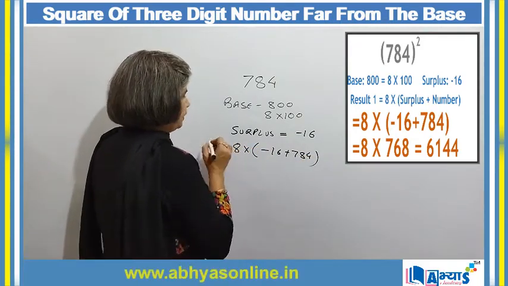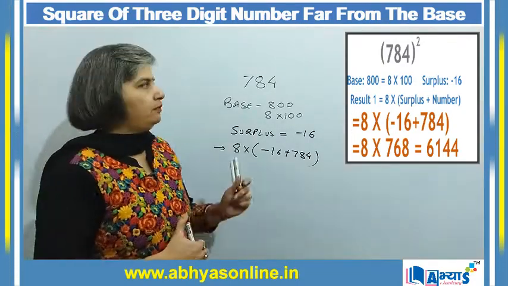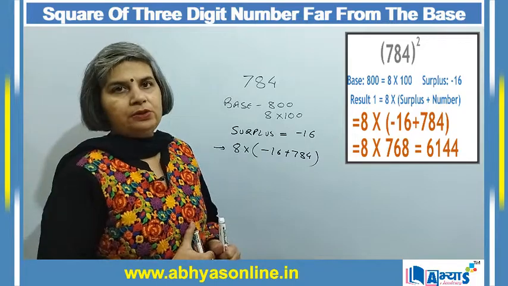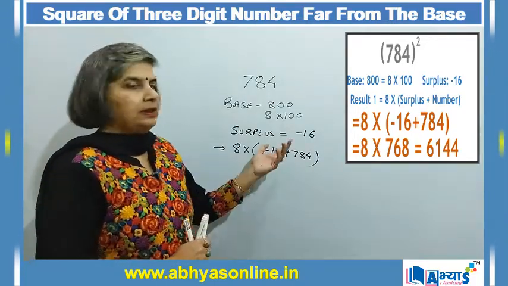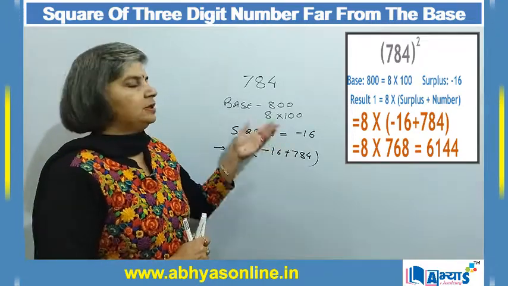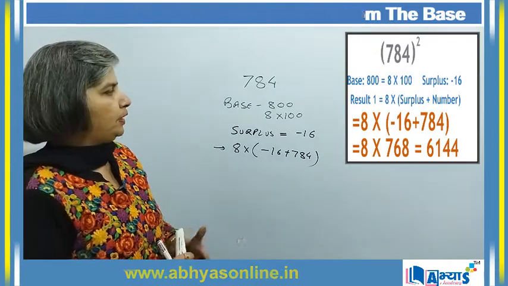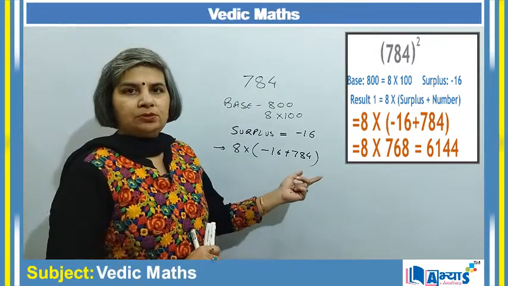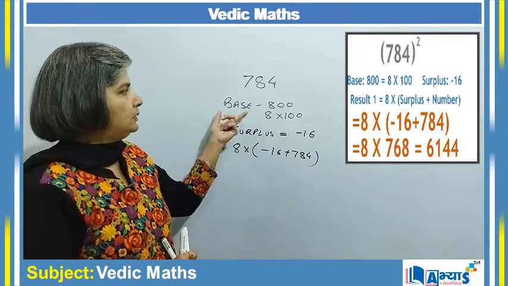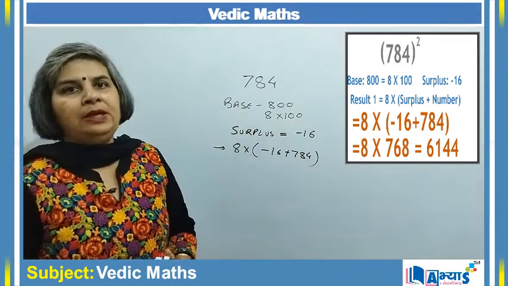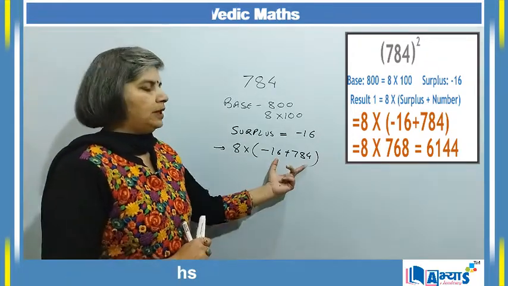This is an important step. In the earlier steps, whenever we were trying to find the square using the Yavadunam method, I was first calculating the surplus and then adding the surplus to the number. But now here I have added an extra step. I have added the surplus to the number, but then I have multiplied the result with 8, because I have taken the base as 800. 800 is basically 8 into 100, so I have multiplied the result with 8.